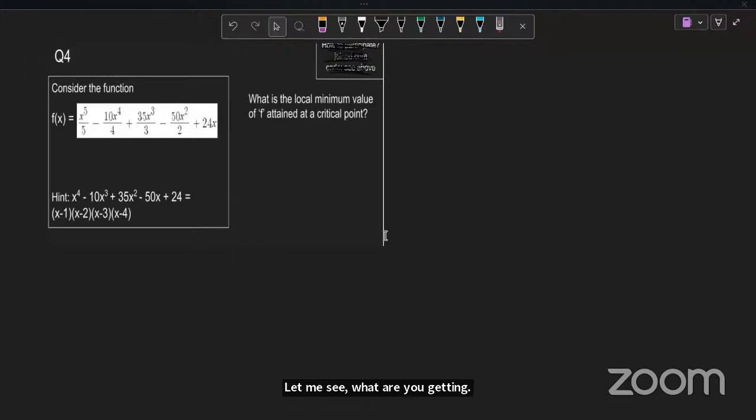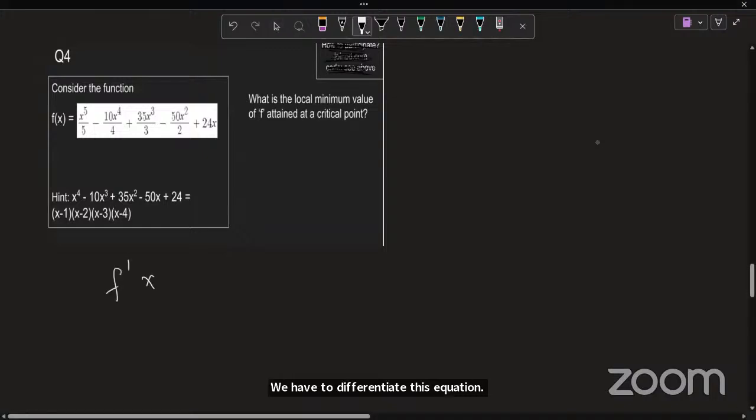Okay. So for this question, we have to find the local minima of the function f attained at the critical point. First of all, we have to find the critical point, right? So how to find the critical point? We have to differentiate this equation and equate it to 0. Let's find f dash x equal to 0.